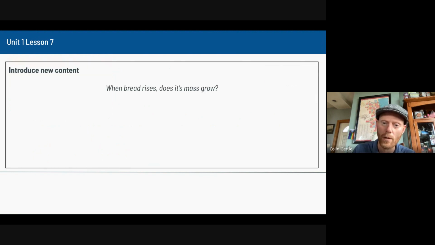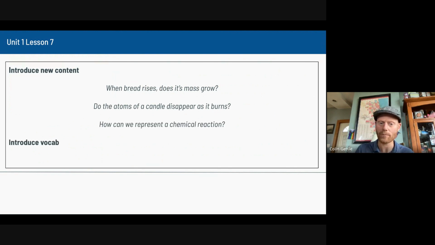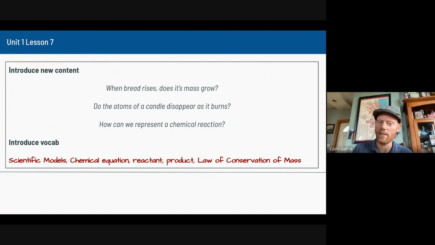In our new lesson, we're going to learn about the things that can help us answer these questions. When bread rises, does its mass grow? Do the atoms of a candle disappear as it burns? How can we represent a chemical reaction? Some new words we're going to see: scientific models, chemical equation, reactant, product, and there it is again, that law of conservation of mass.